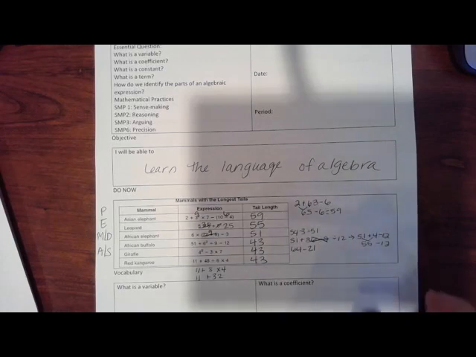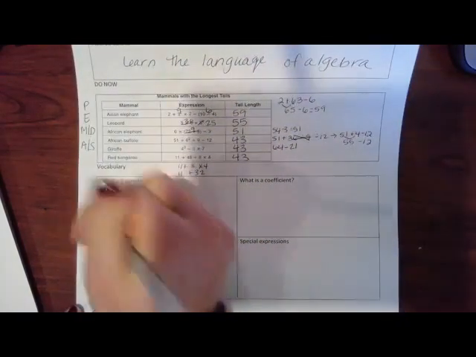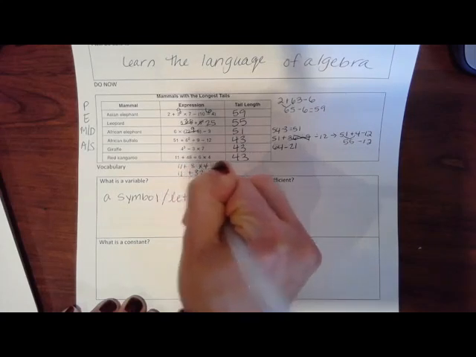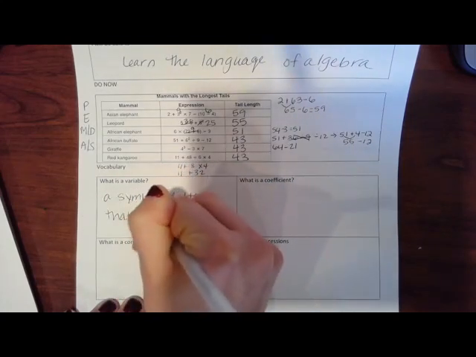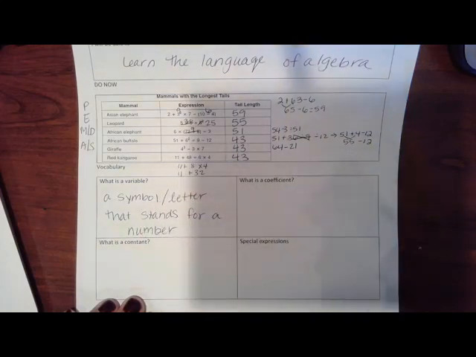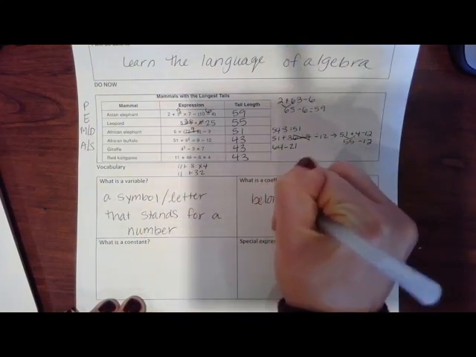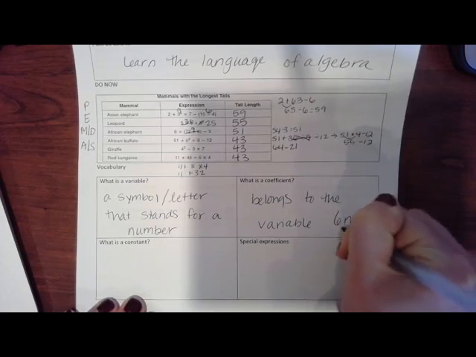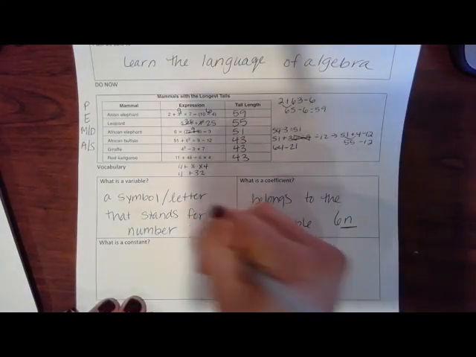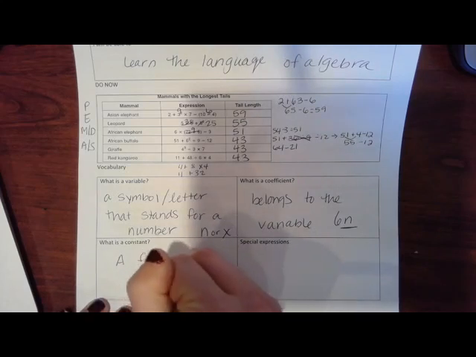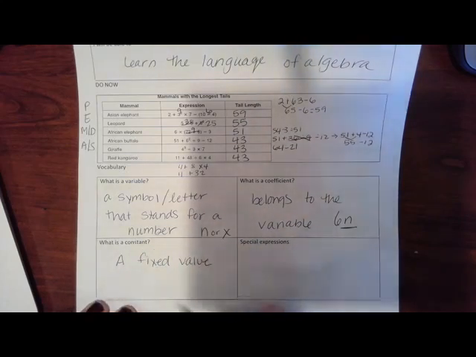Alright, so that was just a warm-up. Let's define what a variable is. A variable is a symbol. Most often it will be a letter that stands for a number. A coefficient belongs to the variable. Example 6n. A constant is a fixed value. It's just a number that is by itself. So if we have 7n plus 6, 6 is our constant.